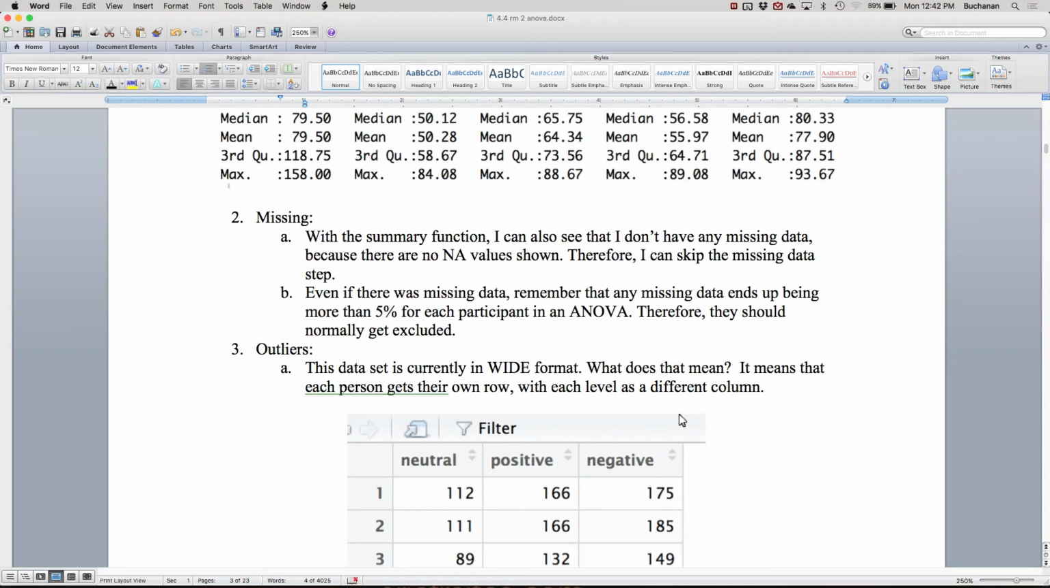It's not a thing. Okay. So even if there was missing data, it would be too much.